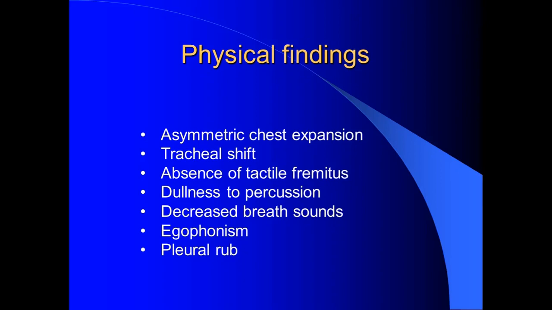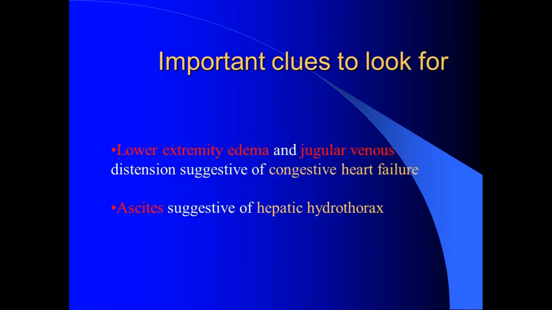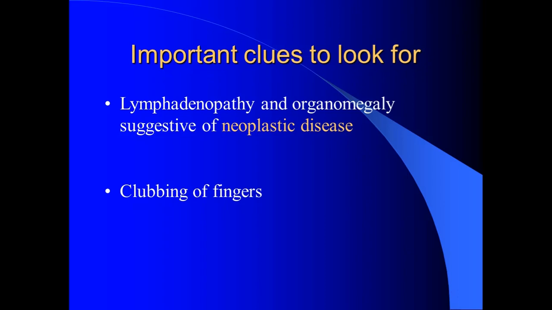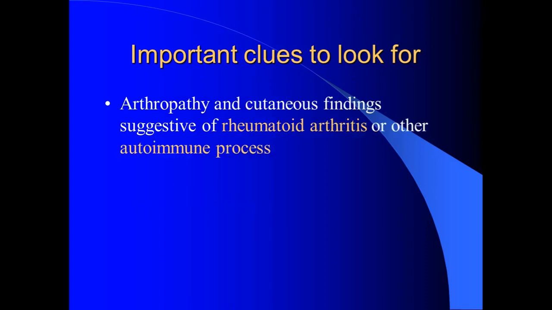Physical exam: asymmetrical chest expansion, could be tracheal shift or absence of tactile fremitus, dullness to percussion and decreased breath sound on the same side. Lower limb edema and raised JVP in cases of congestive heart failure. And ascites in a patient with long-standing hepatic hydrothorax. Lymphadenopathy and organomegaly are suggestive of neoplastic disease. Finger clubbing could also be a suggestion of neoplastic disease.